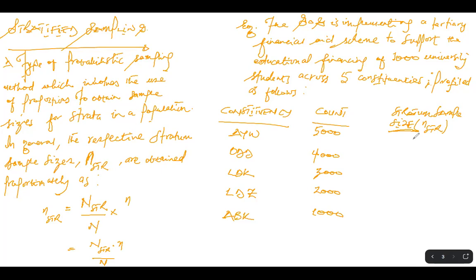So the question is, how many people should we take from Ayawaso, ODD, LDK, and so on and so forth? We apply this formula here. So the first thing is we need to take the total population across board. What is the total population? 15,000.